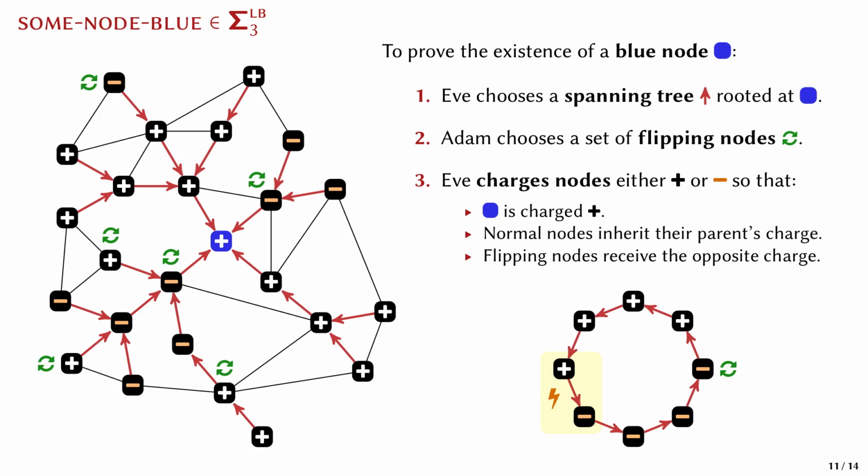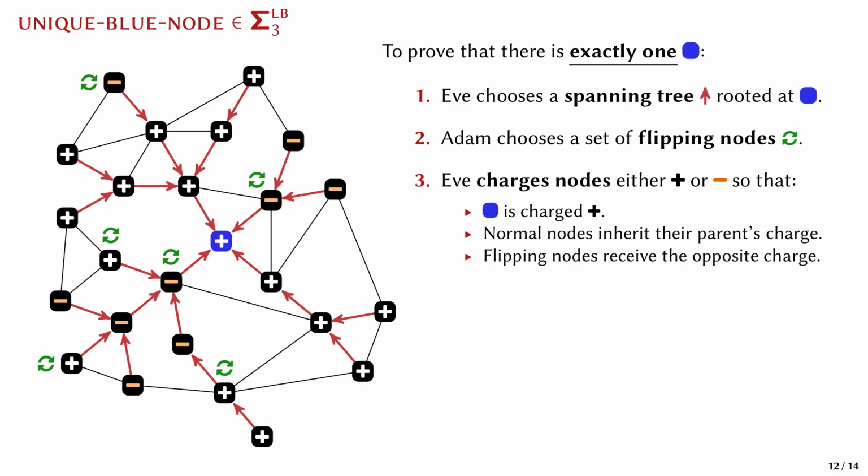Okay, so at alternation level 3, we have this rather basic property that there is at least one blue node in the graph. But what happens if we slightly change the objective and now require that there be exactly one blue node? Well, then this game here is not enough, because Eve can win even if there are multiple blue nodes. She just has to construct a spanning forest where each blue node is the root of a separate tree. How can we avoid this?